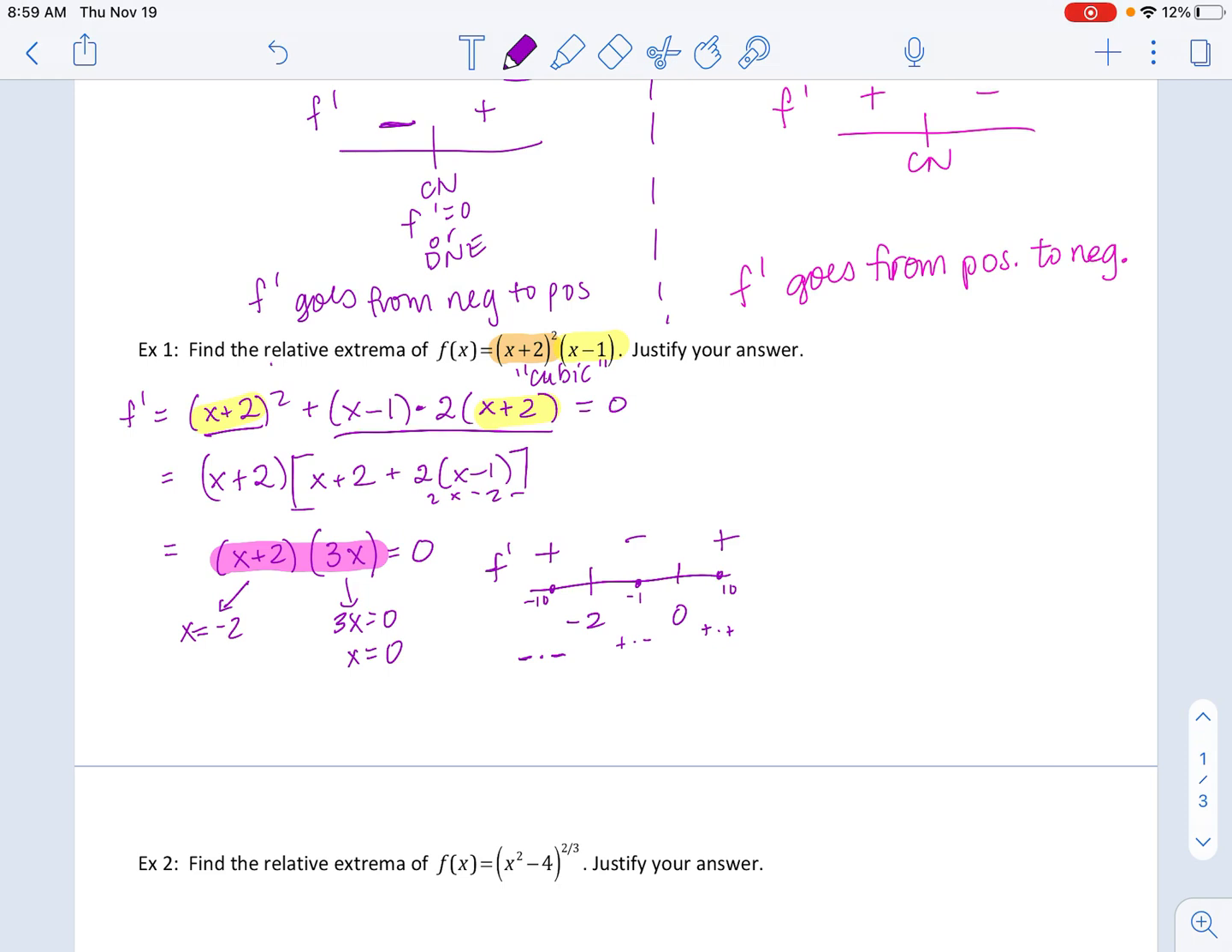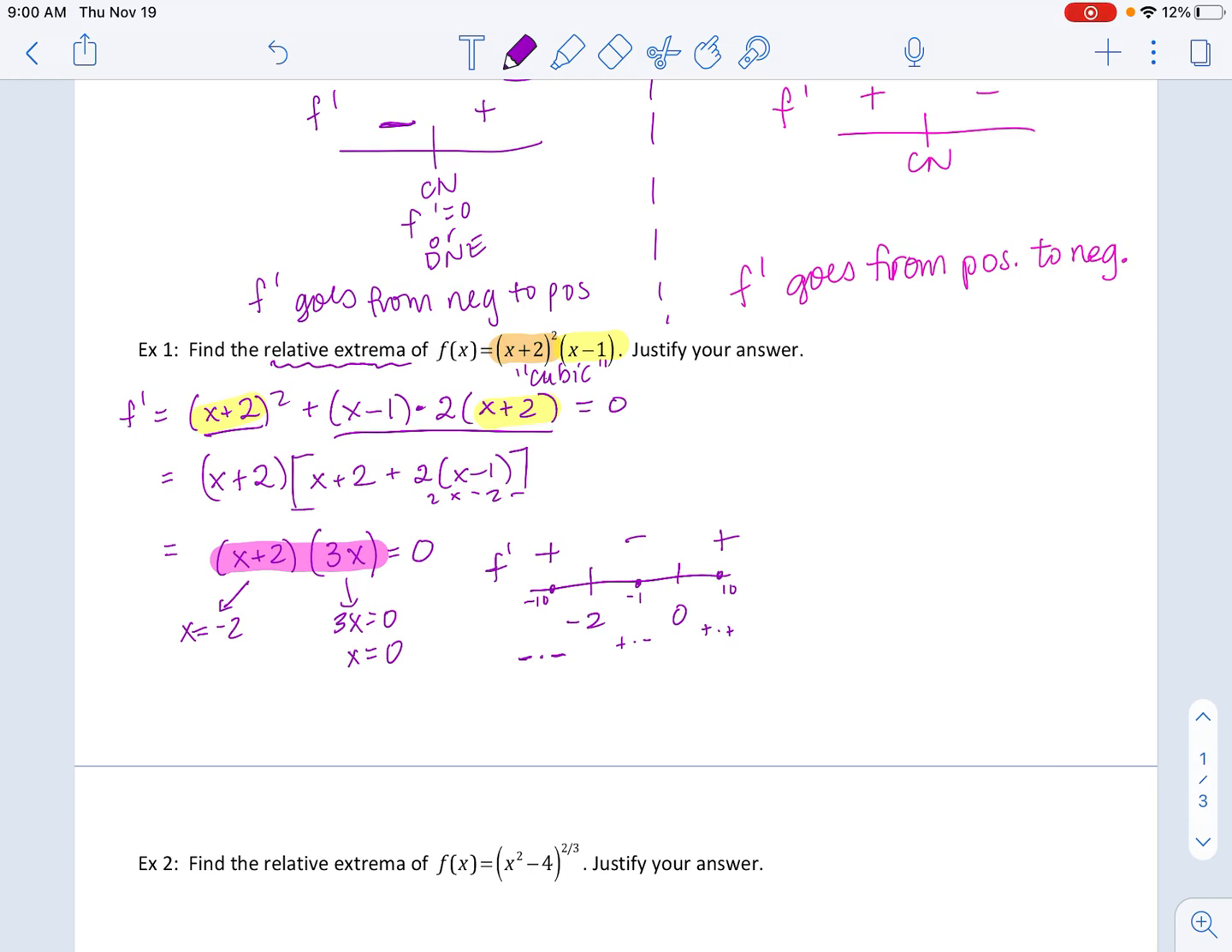Remember this problem is asking for relative extrema. So we could use this sign chart to talk about where it's increasing and decreasing, but that's not what we're being asked to do here. So if we want to get the extrema, I have to now take these x values and figure out what the y values are.